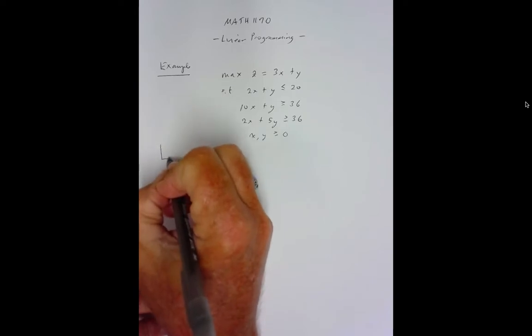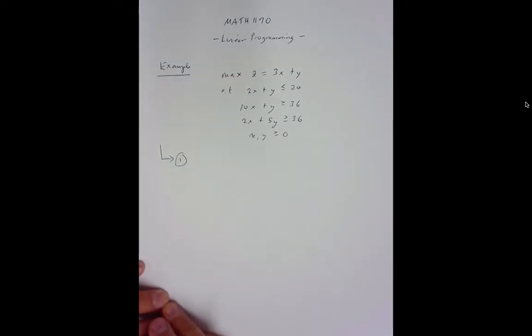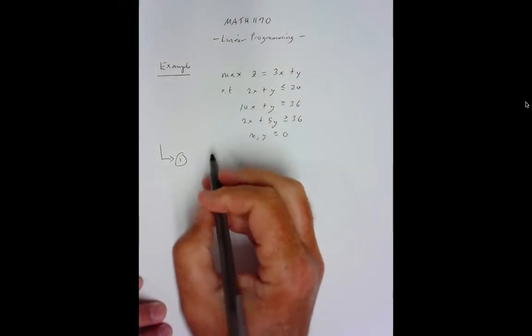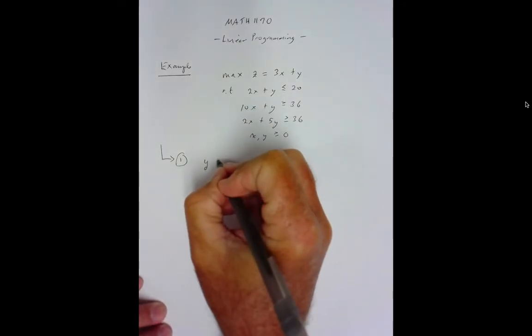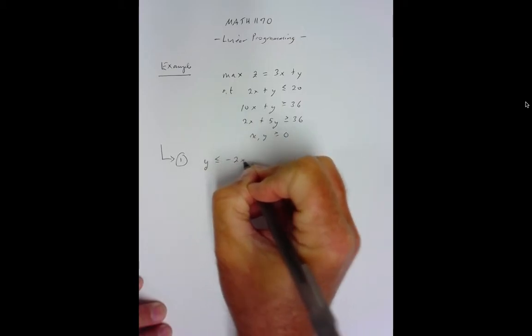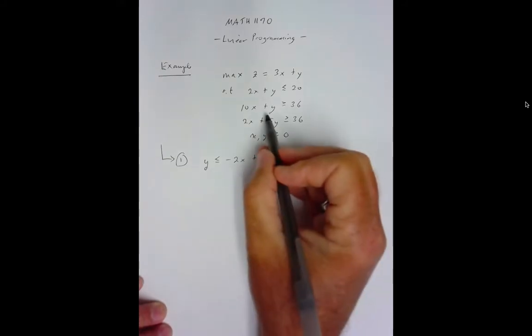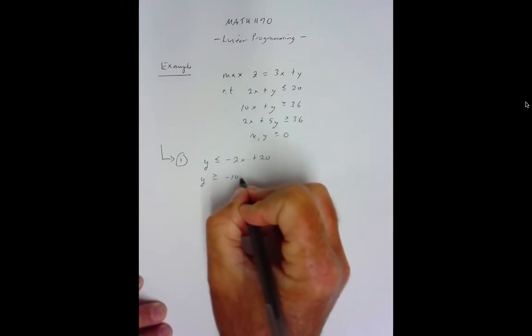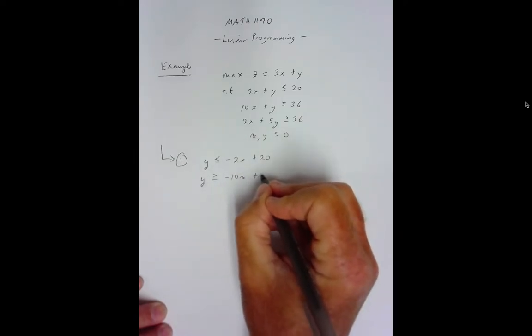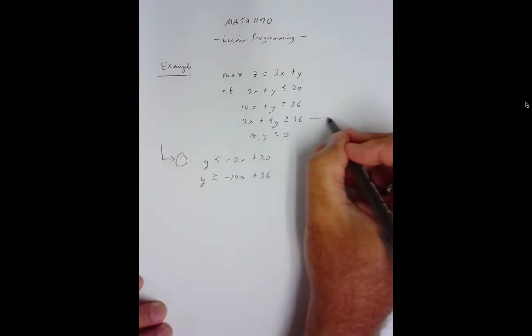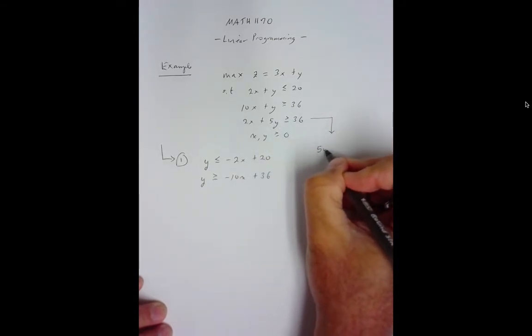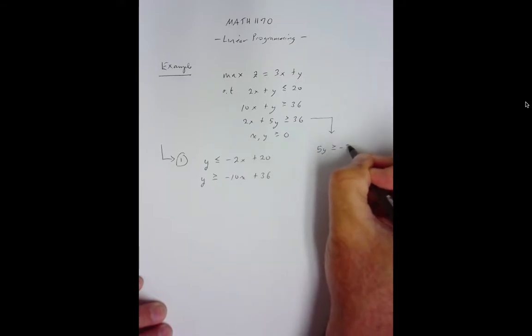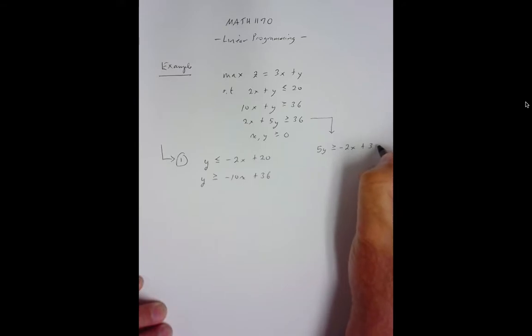Well, the first step that I would take, whether it's 2 constraints or 100, that would be ugly, wouldn't it, is to simplify these. The very first one I don't need to do much to. It's just y less than or equal to negative 2x plus 20. The next one is also easy. It's y greater than or equal to negative 10x plus 36. The other one takes a little bit of work, so I'm going to have 5y greater than or equal to negative 2x plus 36.